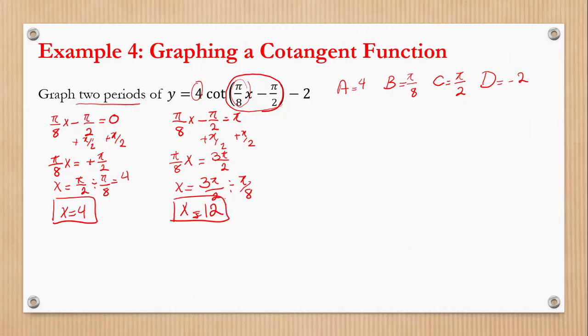I want to start graphing right now. So x equals 4, 1, 2, 3, 4. Let's graph the first asymptote. And 12. 5, 6, 7, 8, 9, 10, 11, 12. These are the asymptotes.